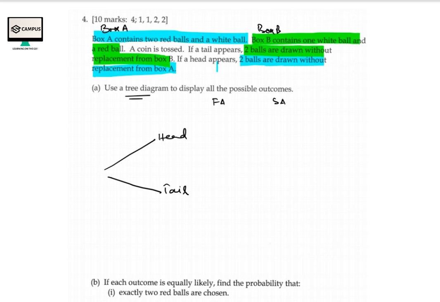So box B contains one red ball and one white ball. For example, the first case would be that in the first attempt we draw a red ball, and the other case could be that we draw a white ball, right? And since we are doing it without replacement, in the second attempt there could be only one option left. If it was red in the first attempt, in the second attempt it could only be a white one. And here it will only be a red one. So that's pretty much it. There were only two balls in box B.